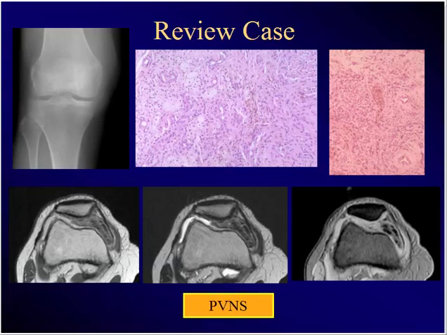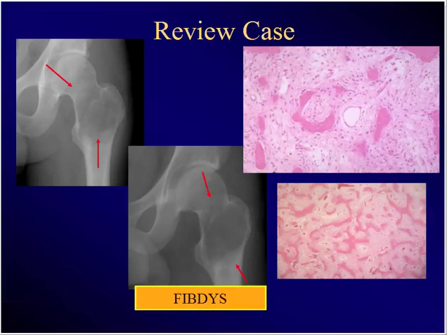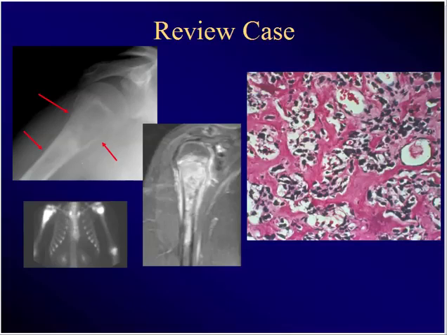PVNS. Good. This one here, proximal femoral lesion, pain with weight-bearing activities. Here's the histopath. What's the diagnosis? Good. Fibrous dysplasia. You guys are rocking. Proximal humeral lesion, 18-year-old, hot on bone scan, night pain, pain with shoulder range of motion. This histopath. What's the diagnosis? Osteosarcoma. Good.